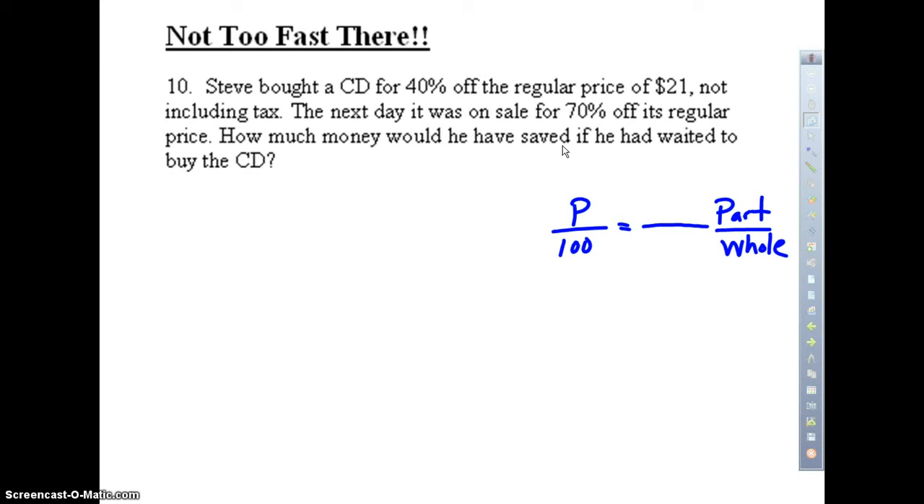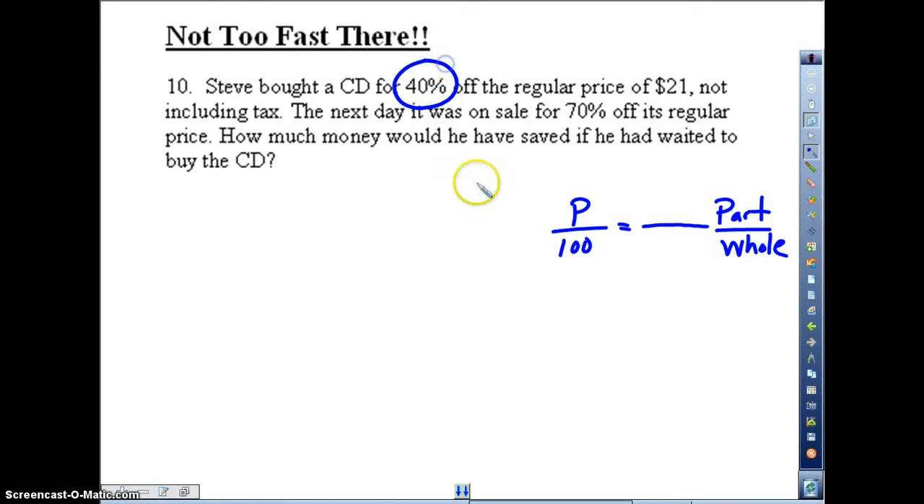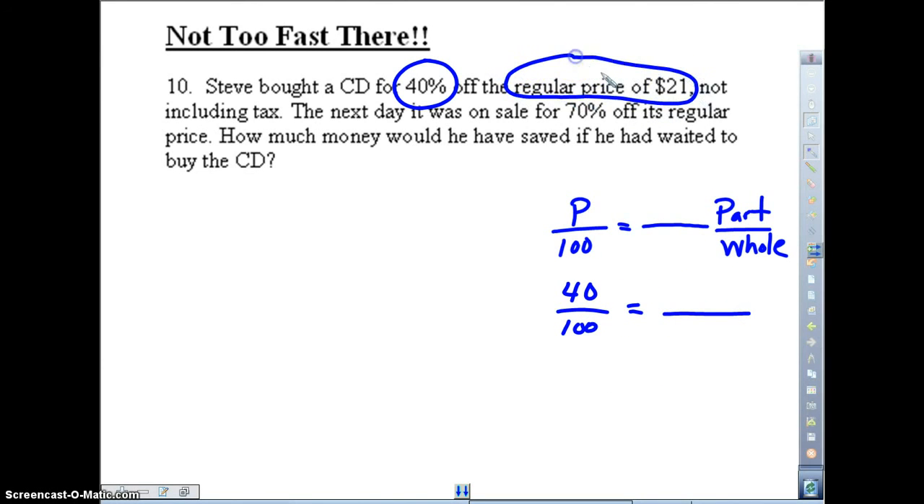I'm going to do this the long way, and then I'm going to do it the short way. The long way is to do what with that percent? Put it over 100. Is the regular price of $21 the 40% part that he didn't have to pay, or is that the whole? That's right, it's the whole.